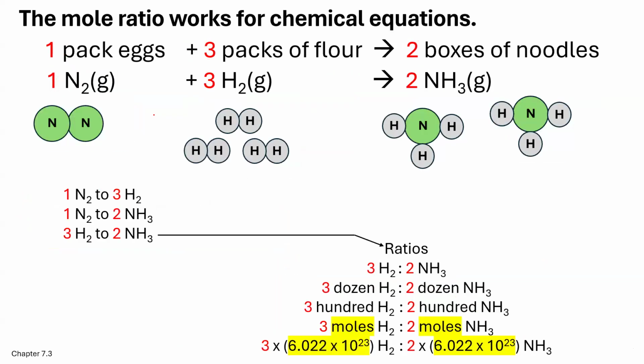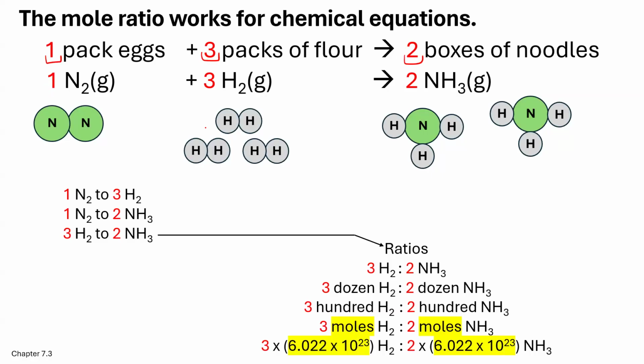And let's try it now with chemical equations. We're going to do exactly the same thing we did. And let's do that here. So we have 1 pack of eggs, 3 packs of flour, makes 2 boxes of noodles. All right, so this is the ratio, right?